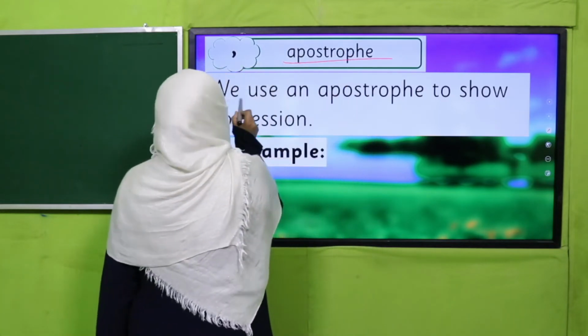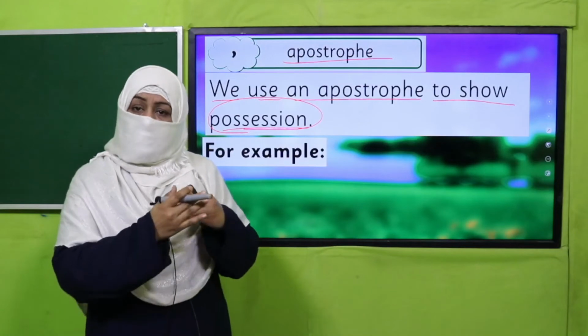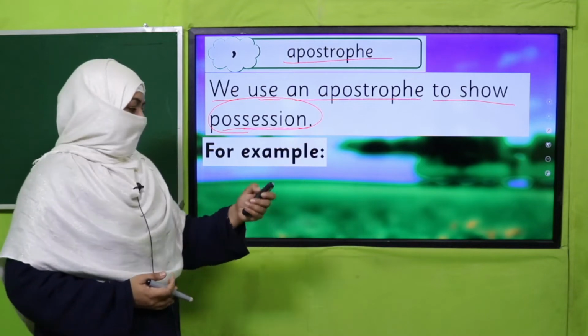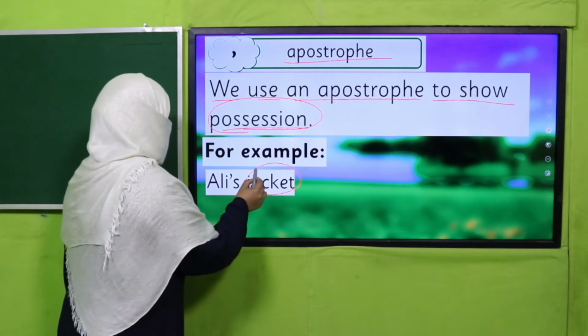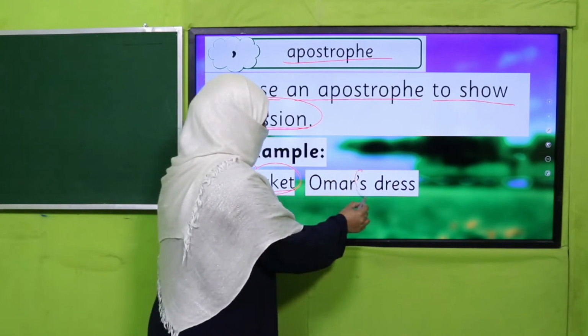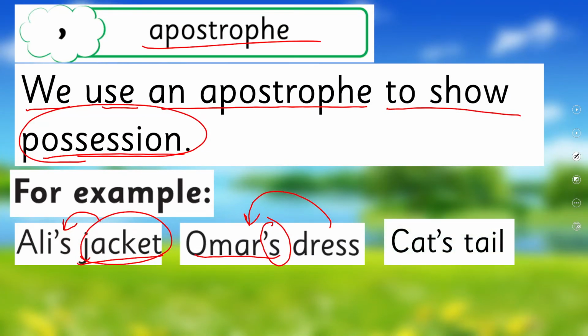Apostrophe. We use an apostrophe to show possession. And what does possession mean? Yes, it means if we want to show this thing belongs to this person, that is possession, the ownership. For example, Ali's jacket. What does it mean? This jacket belongs to Ali. Ali is the owner of this jacket. Umar's dress. So this apostrophe S is telling that this dress belongs to Umar. And cat's tail. So this cat has a tail, right?